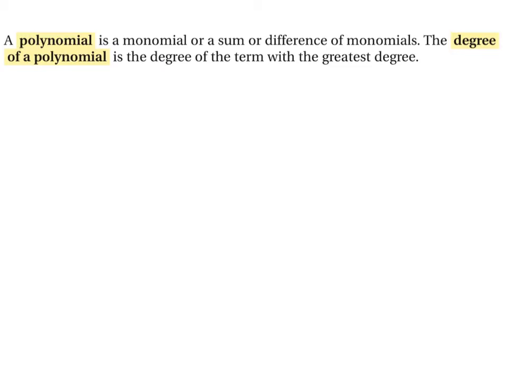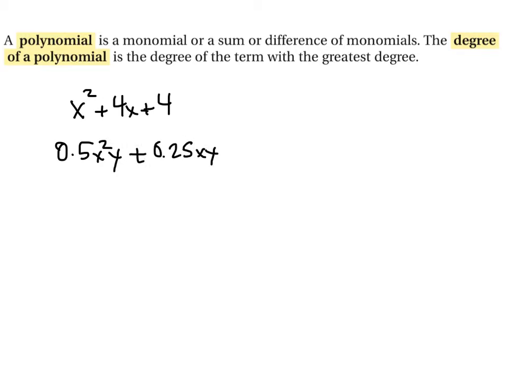So we're going to work with polynomials that look something like this. Something like x squared plus 4x plus 4. That's a polynomial. Or 0.5 x squared y plus 0.25 xy plus 0.75. That's a polynomial. And what about 6x to the fourth plus 9x squared minus x plus 3? Each of these expressions is a polynomial because it has many terms and they're added or subtracted.